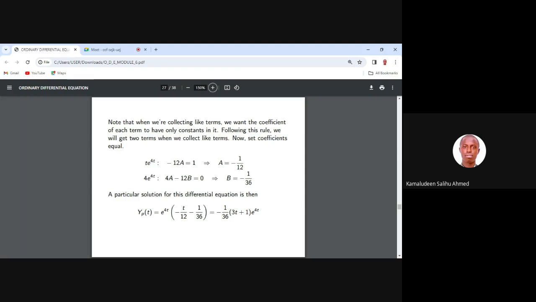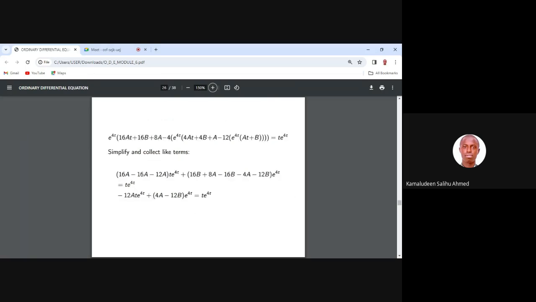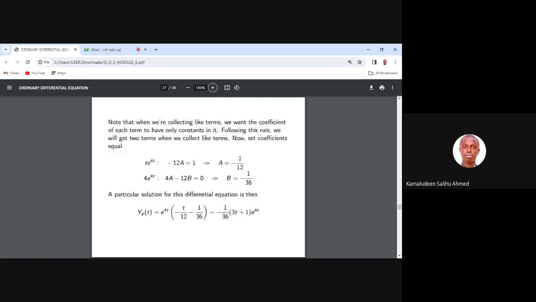Then for exponential 4t, which is the second one, which is this exponential 4t, you equate this to what? You equate it to 0.